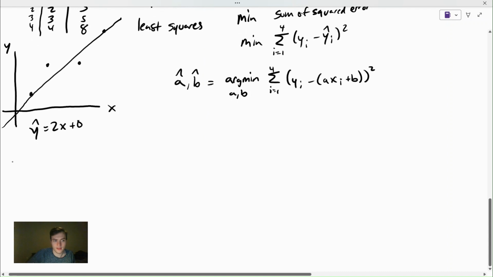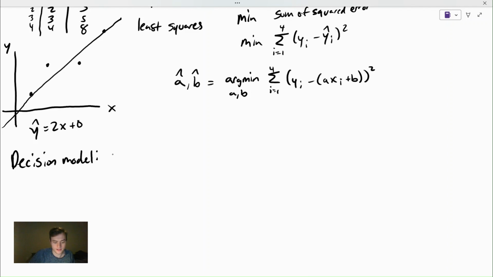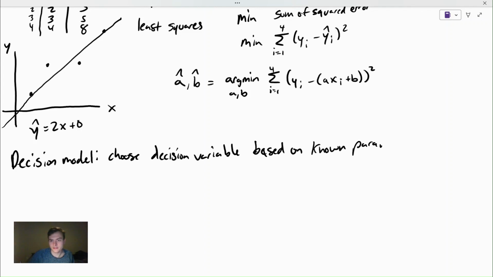The other type of model is a decision model. That's where we're choosing the value of a decision variable given known parameter values. So both of these are optimization problems, data models and decision models. We're simply changing the meaning of the letters, the variables, to fit example tasks.